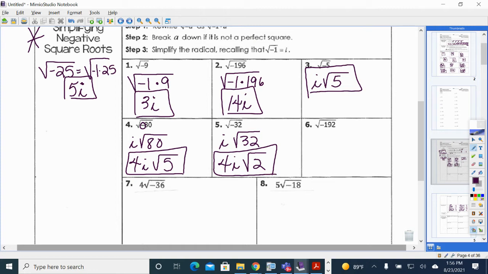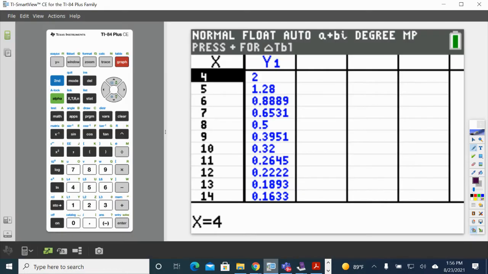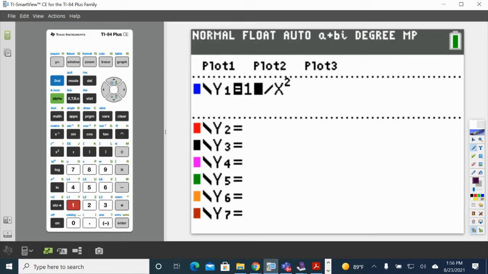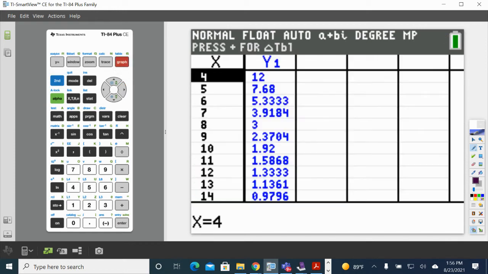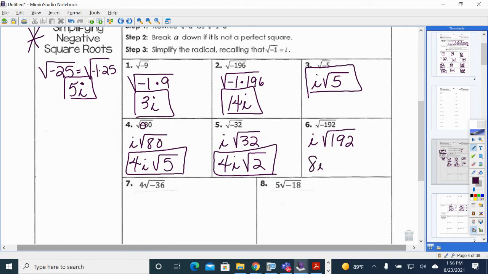Number 6, square root of negative 192. Immediately, I'm going to take the i outside because that's what the negative under the radical means. I have an i outside because the square root of negative 1 is equal to i. 192 divided by x squared is 8 radical 3. So that's 8i radical 3.